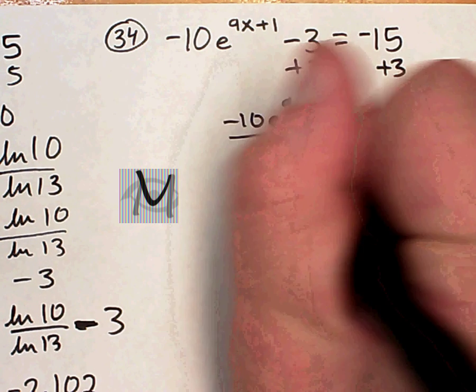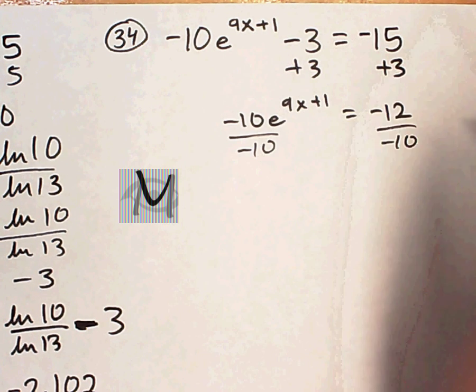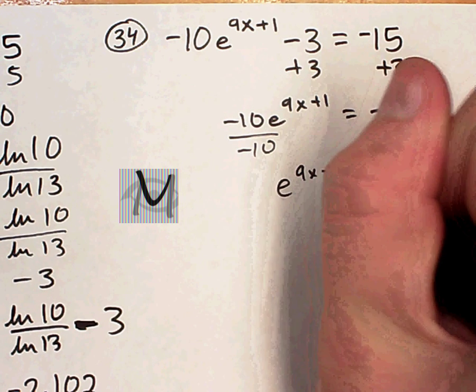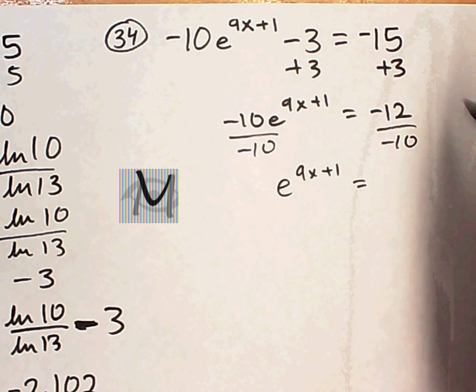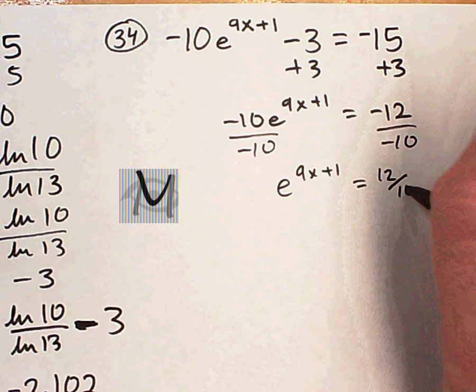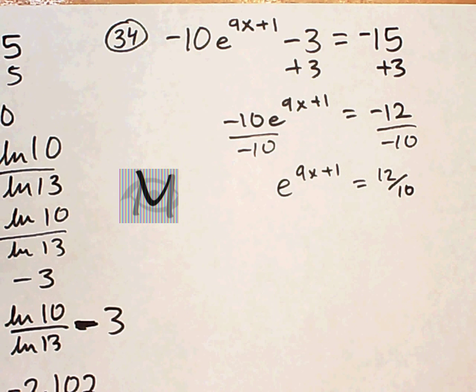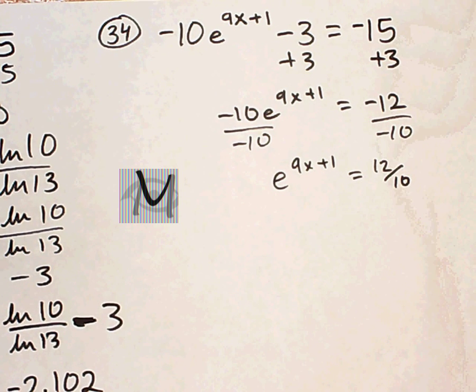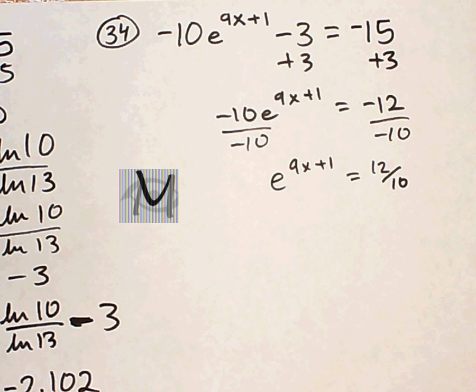Okay, my next step is to get rid of the 10. So divide both sides by negative 10. So e to the 9x plus 1 is equal to, I'm just going to put 12 over 10. Yes, you can simplify it to 6 over 5. It's the same thing. It doesn't matter. You're going to be putting it in the calculator anyway, so don't do any more work than you have to, other than, the negatives cancel, so just get rid of the negatives.